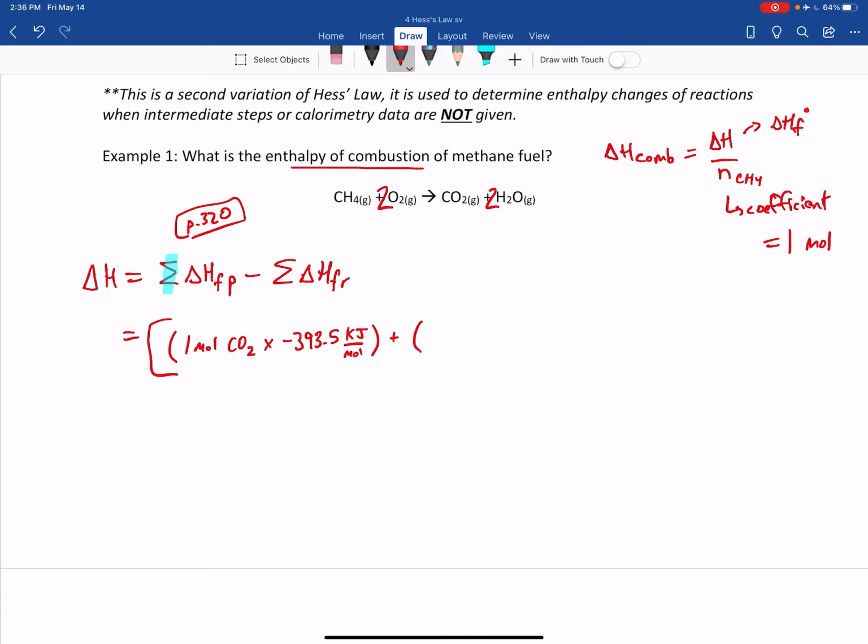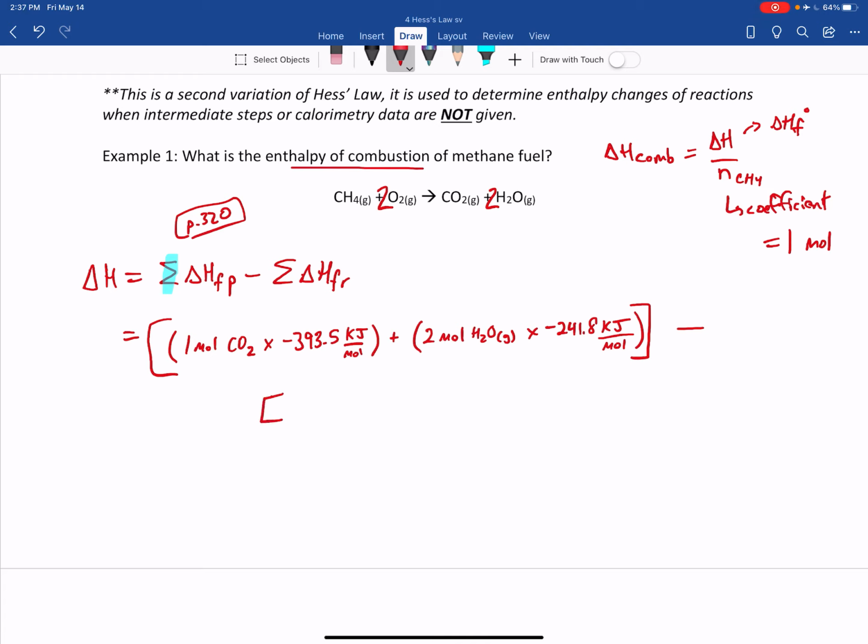Now I'm going to add to that 2 moles of H2O, and it's important to note the state. It's gaseous water here, because if you look on that chart, there are 2 different values. So in this case, it's negative 241.8 kilojoules per mole, not negative 282. Okay, and now that's all of my products, so I'm going to close that bracket. And you see that everything inside this bracket is a product, and I will add that together.